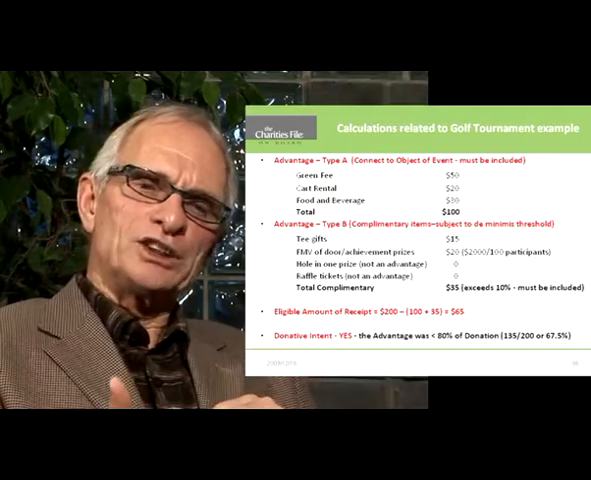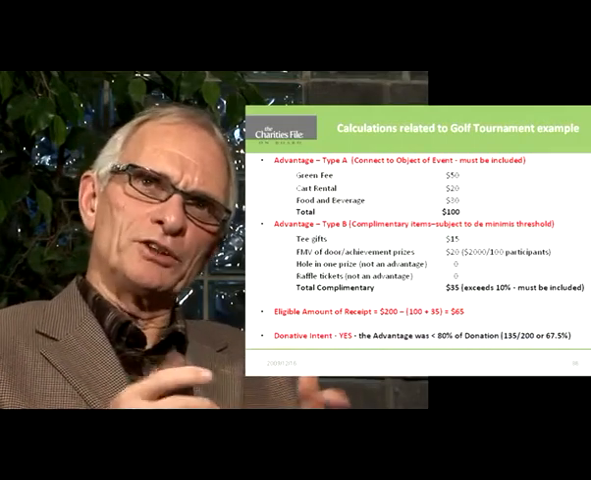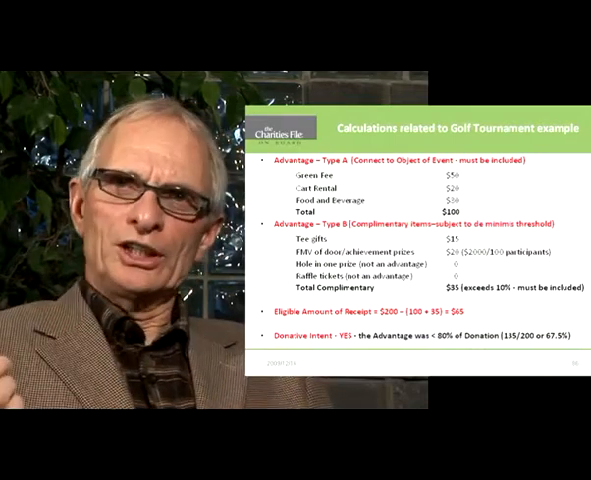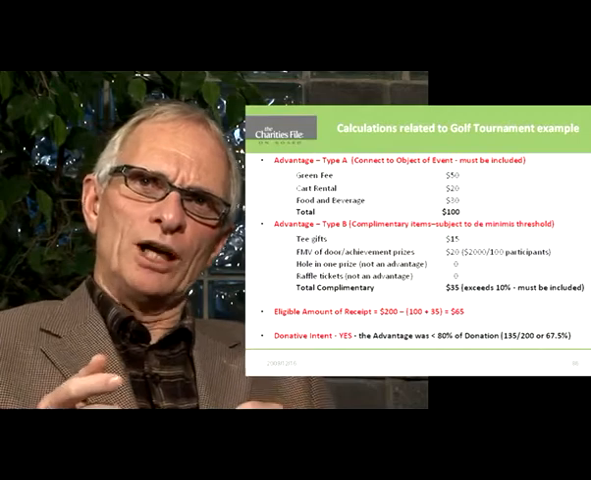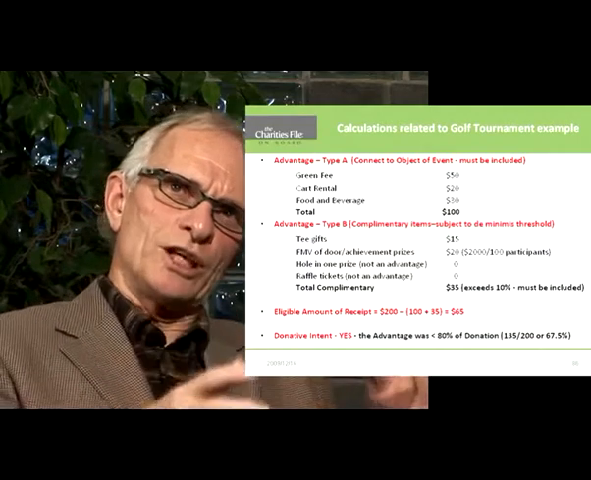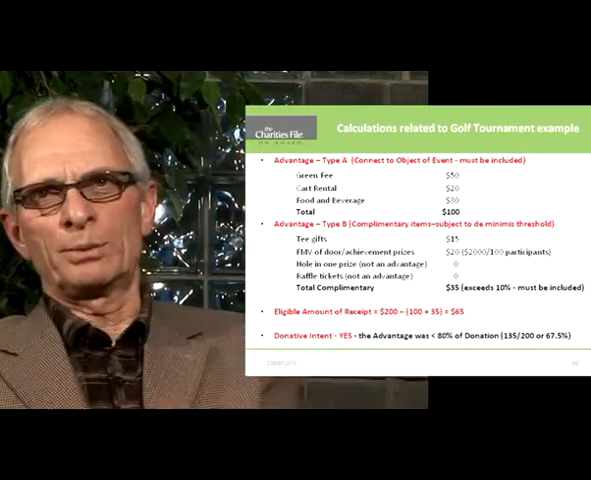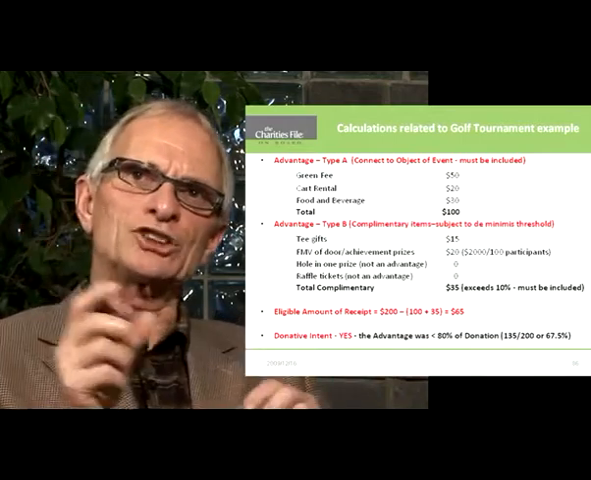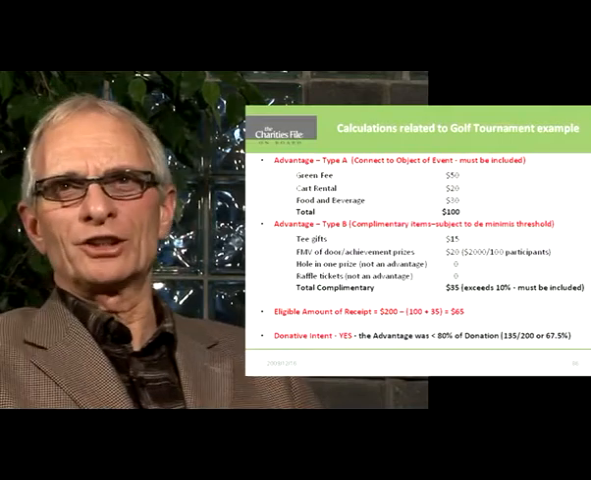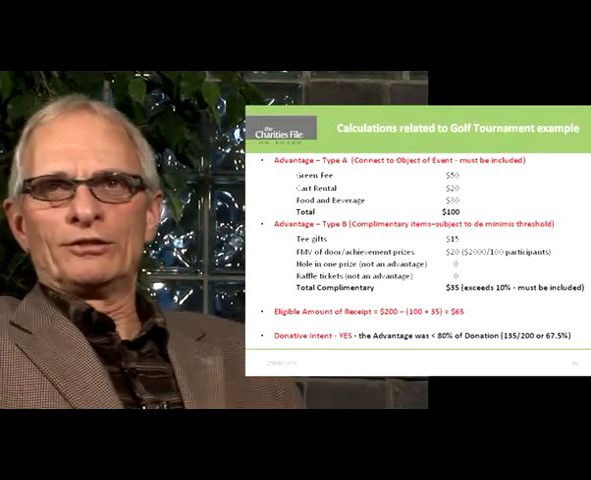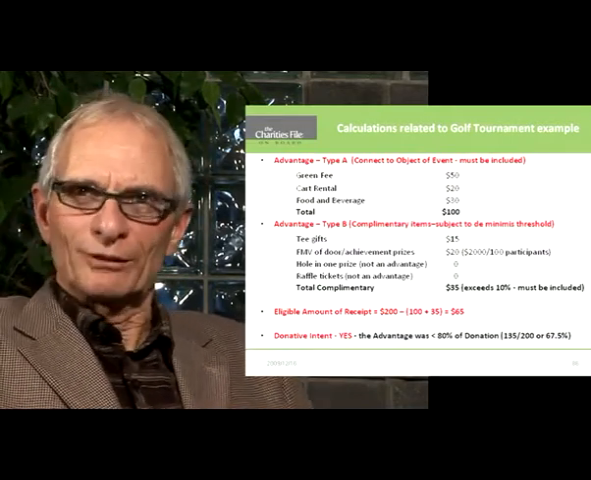Now if you look at Advantage B, these are complementary items. So the tee gifts of $15 need to be included. The fair market value of the door prizes: while there was $2,000 of door prizes, there's 100 participants, so basically it's $20 per participant. The hole-in-one prize doesn't count as an advantage because there's like a 1 in 40,000 chance of winning, so it's not really counted.